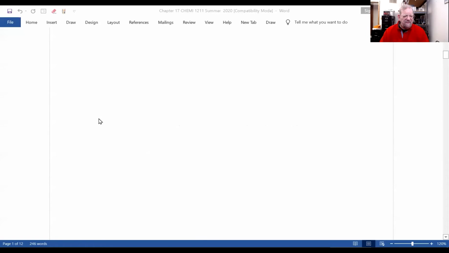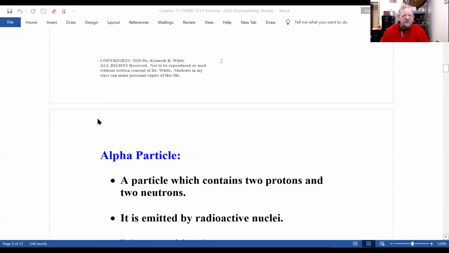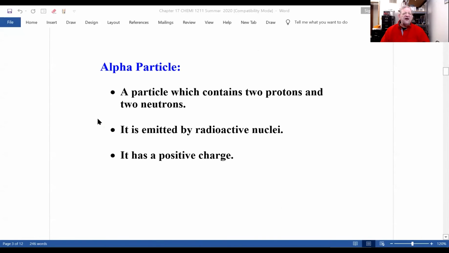All right, so switches off. There are different types of particles or energy, radioactive energy. Switch is totally off, and you can go back and review this if you need to learn more about it. There's something called an alpha particle. An alpha particle contains 2 protons and 2 neutrons, and it's emitted by radioactive nuclei. And it obviously has a positive charge because protons have a positive charge, neutrons no charge.